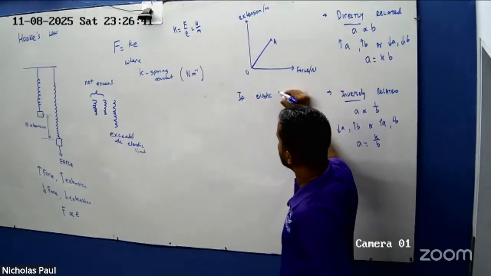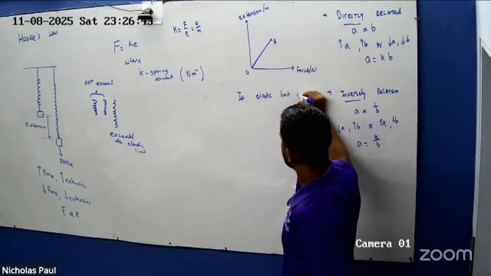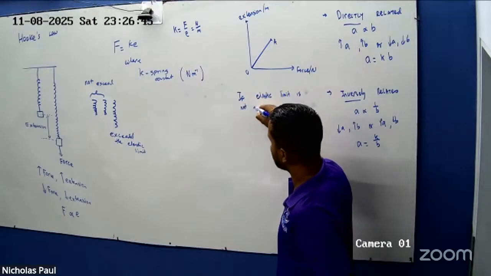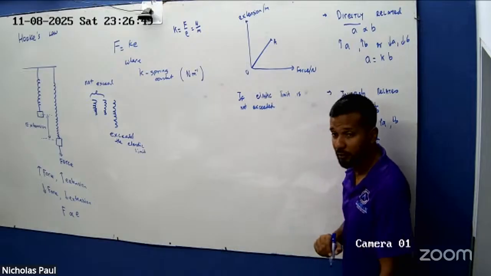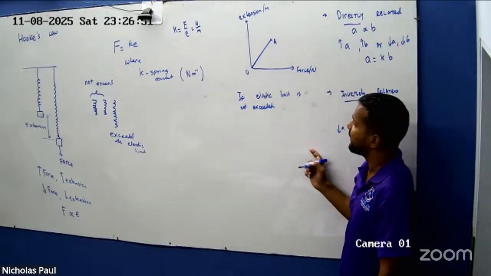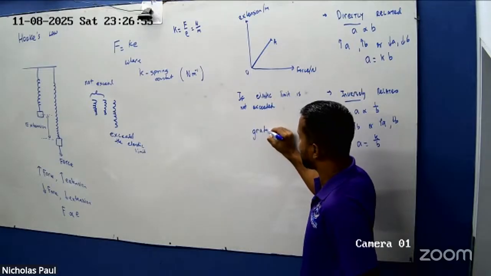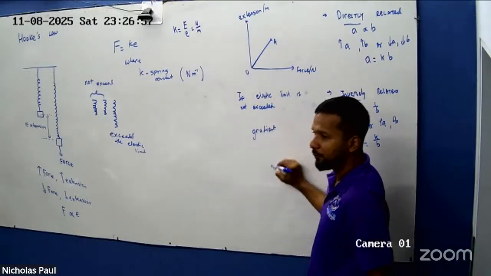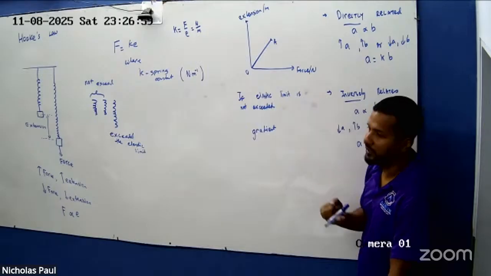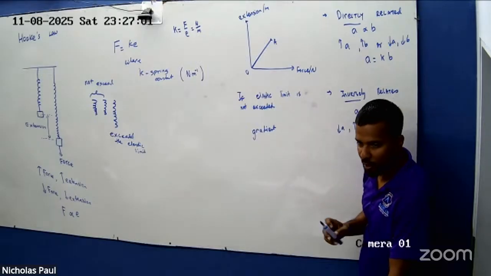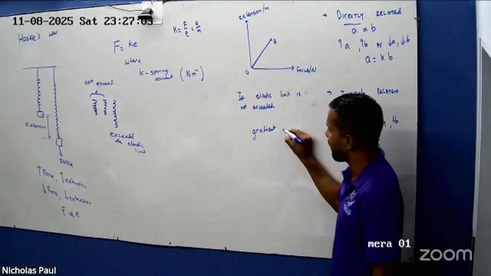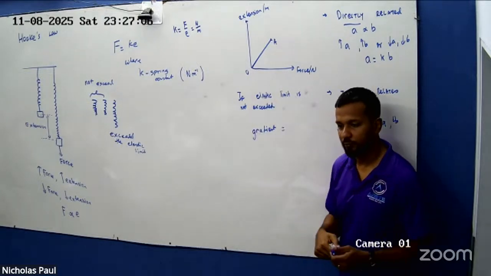Everything there is if the elastic limit is not exceeded. All right, I have a little question here. Can anybody tell me what the gradient for this graph gives you? If I plot an extension versus force graph, what do you think the gradient of the graph represents?